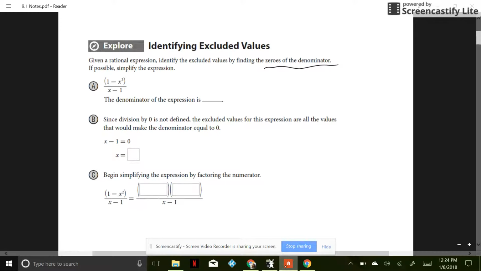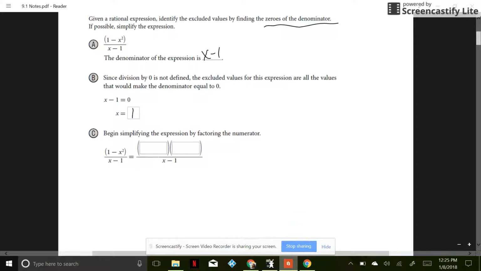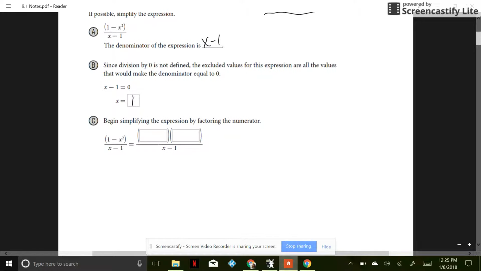So the denominator of this expression is x minus 1. Since division by 0 is not defined, the excluded values for this expression are all the values that make the denominator equal to 0. So set x minus 1 equal to 0, and we'll have an excluded value of x equals 1. If we want to simplify the expression, we first factor the numerator. 1 minus x squared is a difference of squares. It'll factor to 1 minus x, 1 plus x.